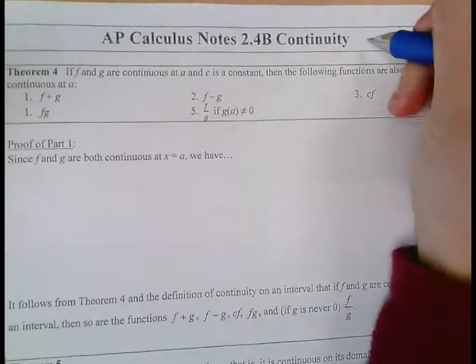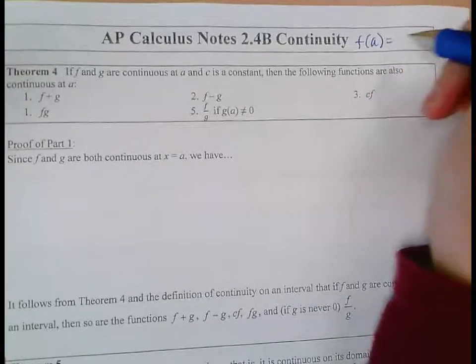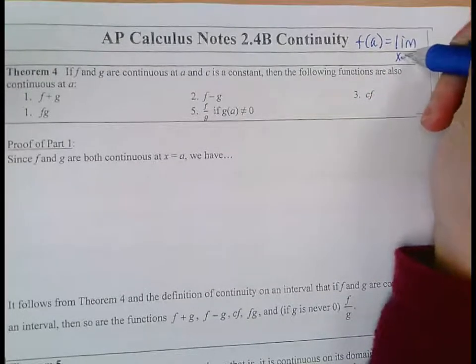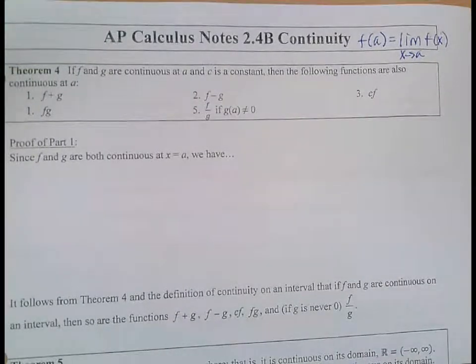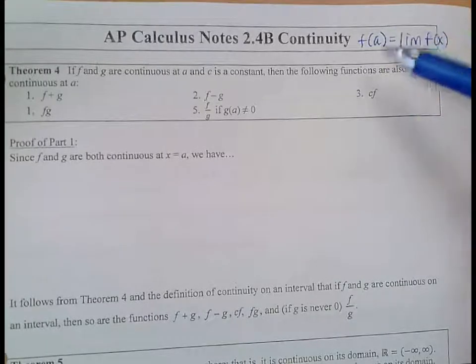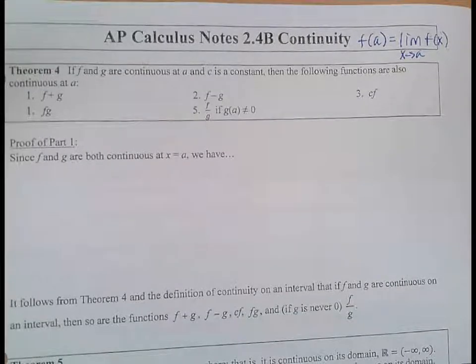F of a is equal to the limit as x approaches a. Yes. So the limit of the function as x approaches a is going to equal f of a, or the actual function value at a. So again, anytime you're asked to show something is continuous, this is what you're trying to show. Or if something is not continuous, your reasons are either the function value doesn't exist, the limit doesn't exist, or maybe they're not equal to each other if they both do exist.